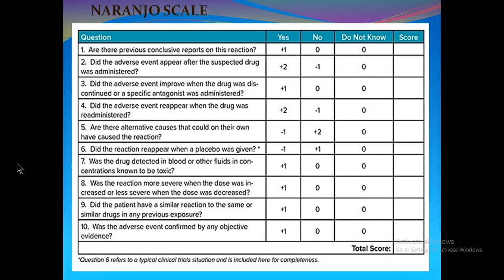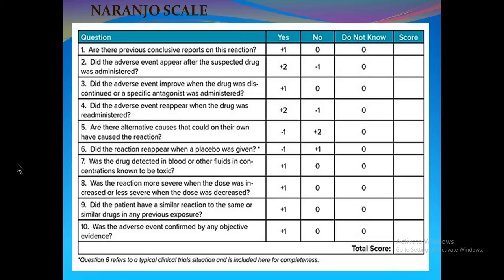For question 7, was the drug detected in blood or other fluids in concentrations known to be toxic? If answer is yes, the score is plus 1. If answer is no, the score is 0. If answer is do not know, again the score is 0. Question number 8. Was the reaction more severe when the dose was increased or less severe when the dose was decreased? If the answer is yes, the score is plus 1. If answer is no, the score is 0. If do not know, again score is 0.